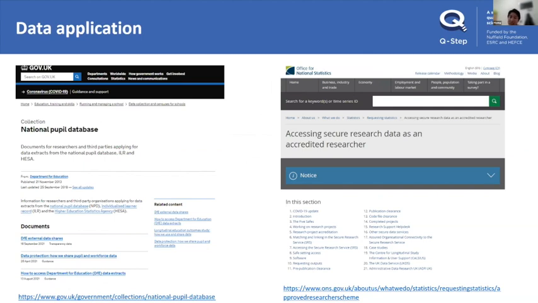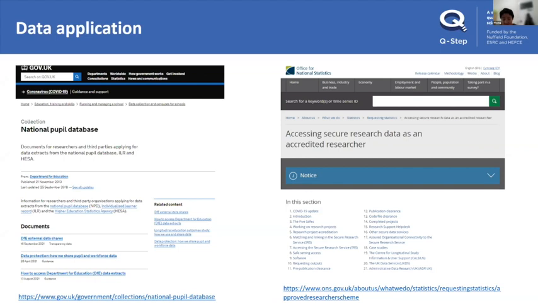So basically, it is the education census data in England, jointly hosted by the Department for Education and the Office for National Statistics. Under the Digital Economy Act, researchers need to finish loads of paperwork and training to become ONS, Office for National Statistics, accredited researchers. This is necessary to access the data.